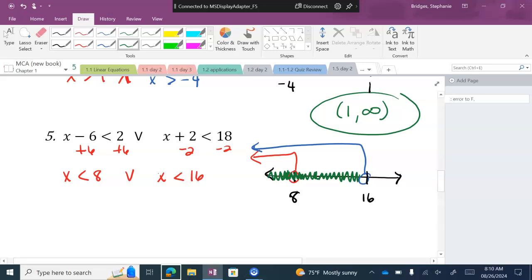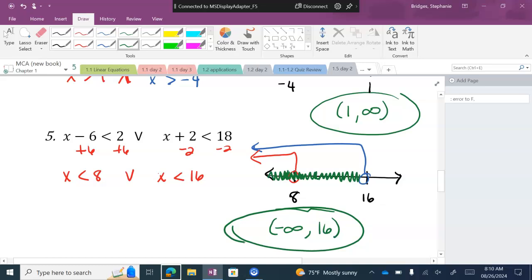And now we're going to write our final answer based off of what is shaded, and we have everything to the left of what number? 16, so we're going to start at the left. What's the first number shaded? Negative infinity, and then we go all the way to 16, parenthesis or bracket? Parenthesis. Okay.